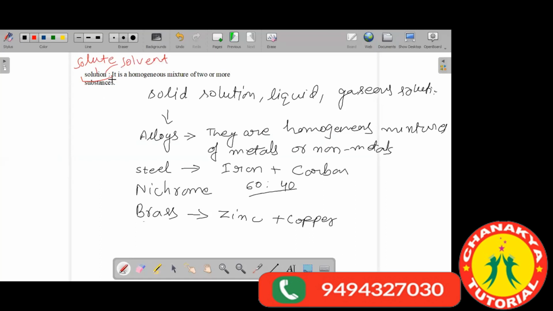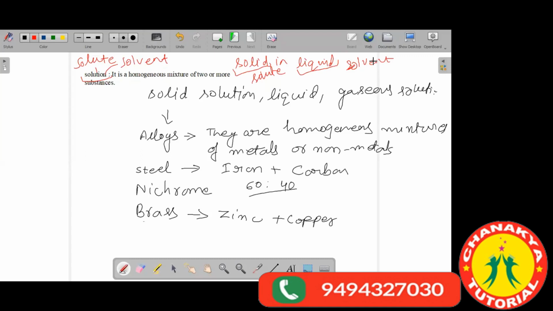So generally, if you have a solid in liquid, such type of solutions we have. In such cases, we consider the solid to be the solute and the liquid to be the solvent. In most cases, we take water as the solvent because water is commonly available to everyone and it is a universal solvent.